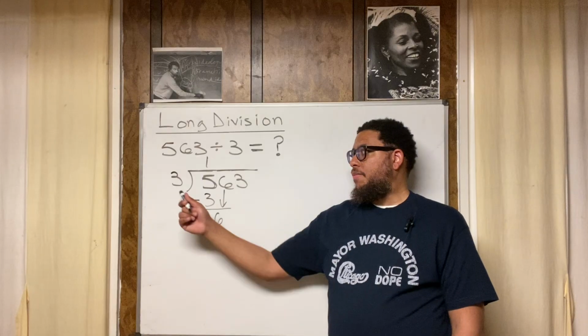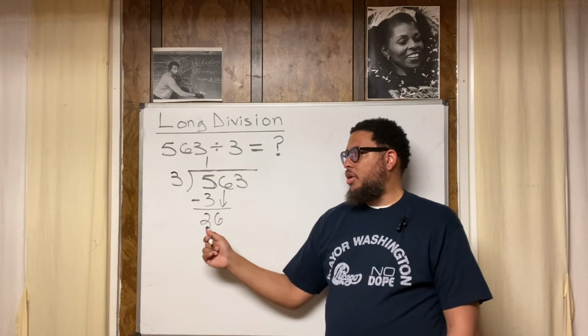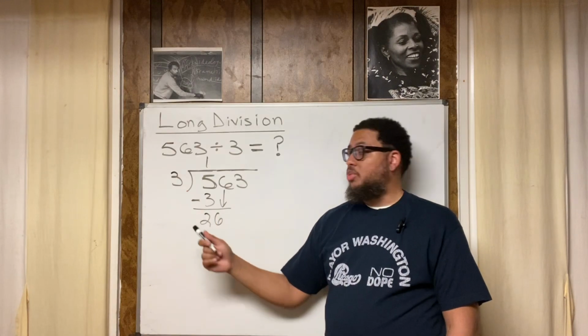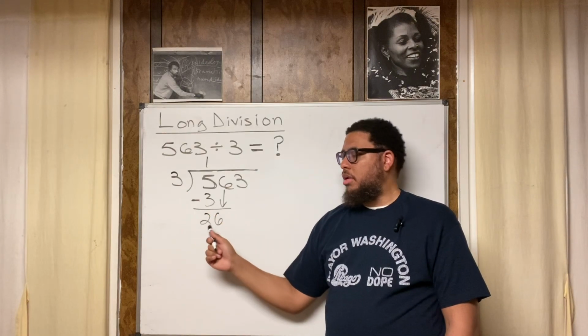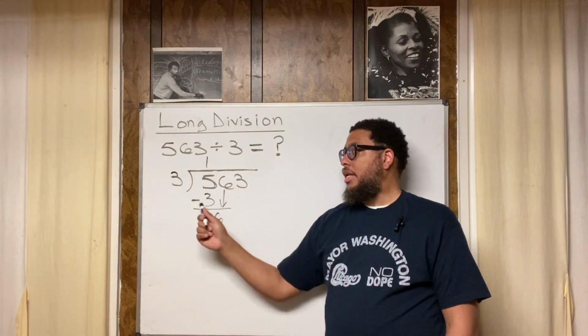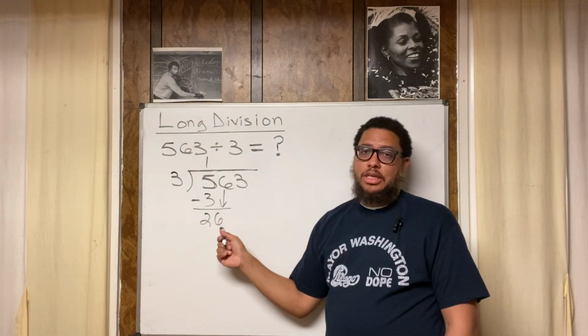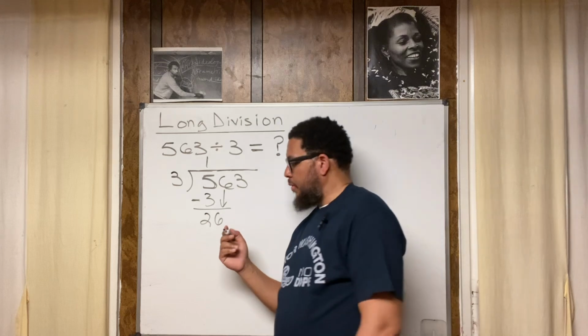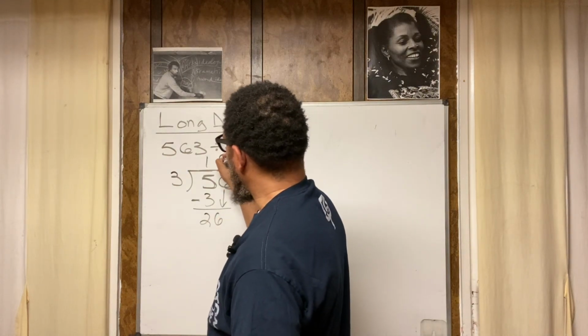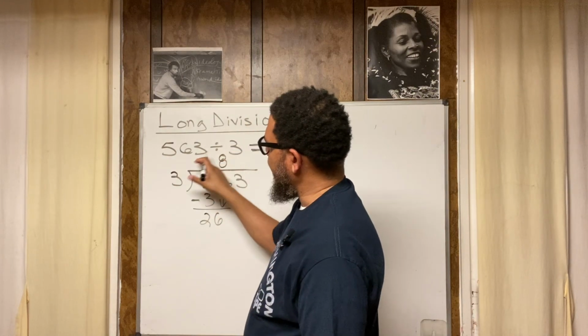All right. Because I know that 3 times 8 is 24 and 3 times 9 is 27. 27 is more than 26. So 9 groups of 3 will not fit into 26, but 8 groups of 3 will, because 8 groups of 3 will take me to 24. So I put an 8 right here above the 6, and then I'm going to multiply 8 times 3.